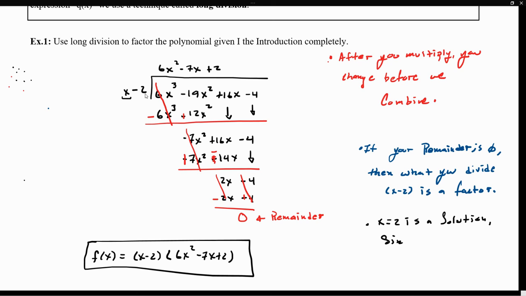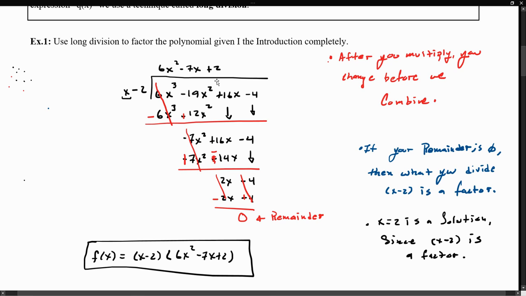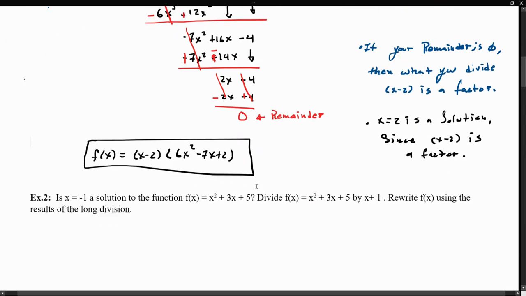And this is because x minus 2 is a factor. So notice the kind of information that we can gather from just doing the long division. So let's just do one more problem, still dealing with long division, where the question states, is x equals negative 1 a solution to the function?